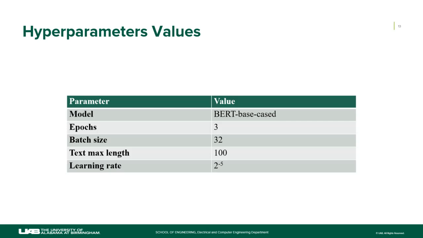We also ran our model for 3 epochs. As for the batch size, we considered 32. We also set our text maximum length to 100. Finally, we chose 2 to the power of -5 for our learning rate.